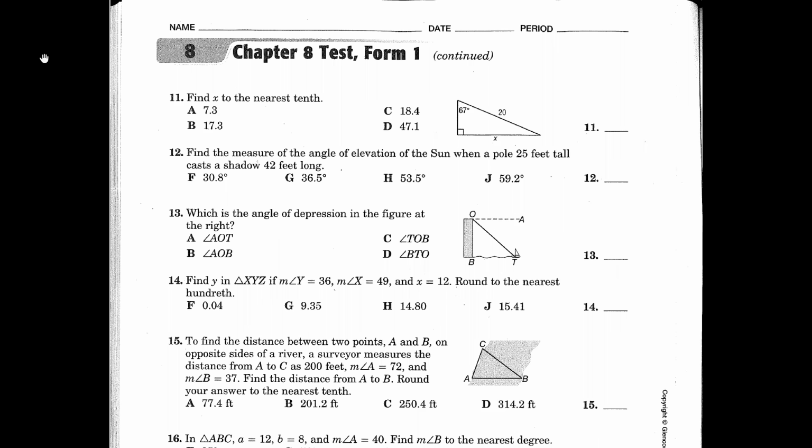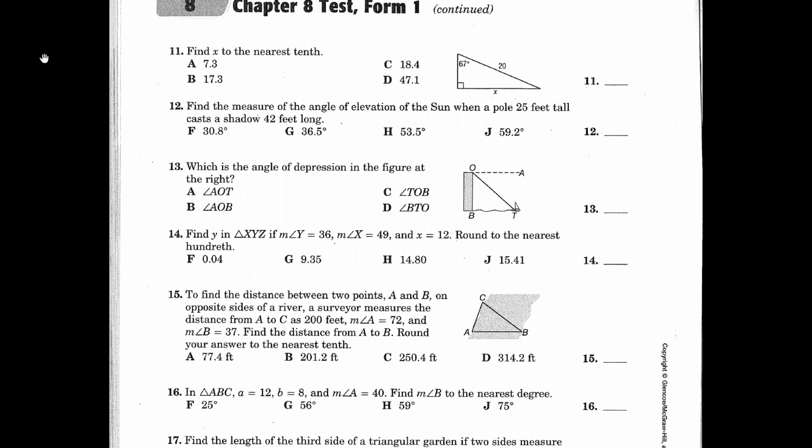All right, let's get that up just a little bit. On number 11, we have find X to the nearest tenth. Well, now we're not dealing with our special right triangles anymore. Now we're dealing with our trig ratios. So if you need to, write them down somewhere. So I'm going to write it off to the side.